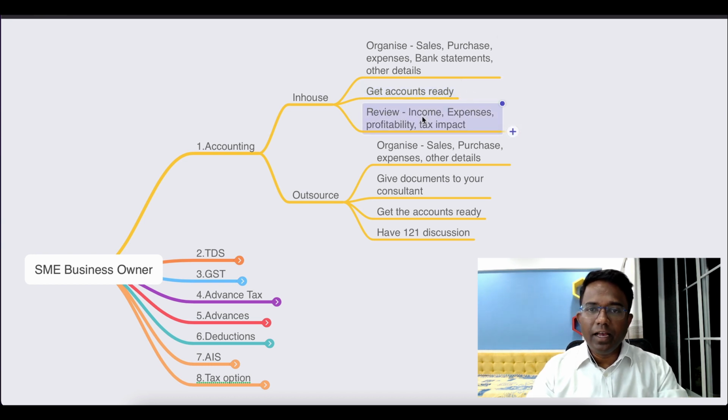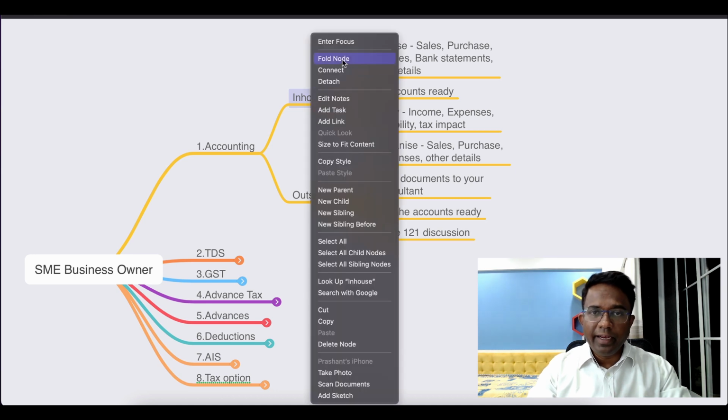The next one is to review your income, expenses, profitability and overall tax impact on a year basis, that is, how much you are paying. So this is the pointer if you are doing it in house.